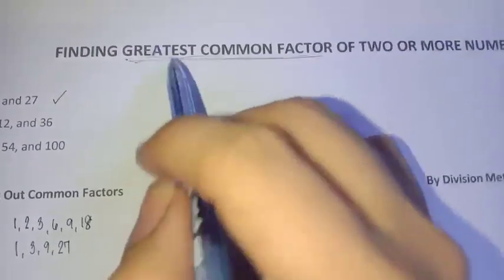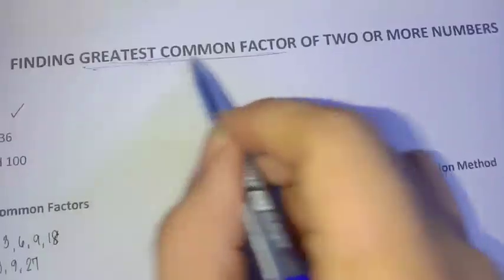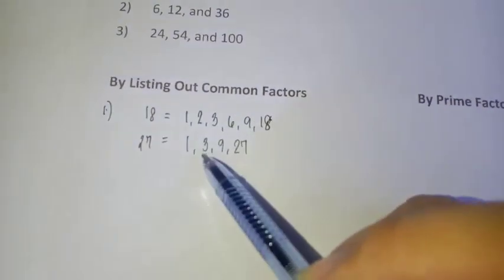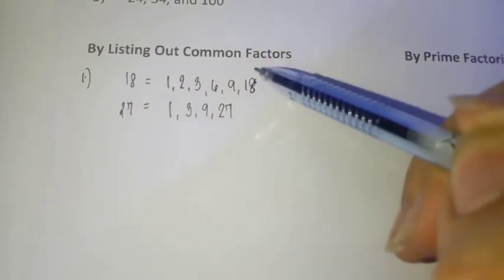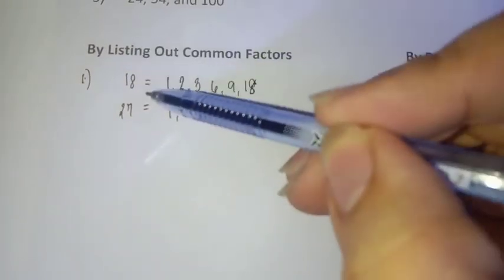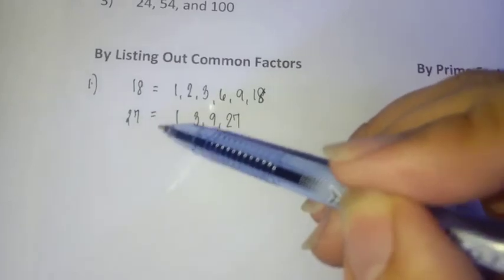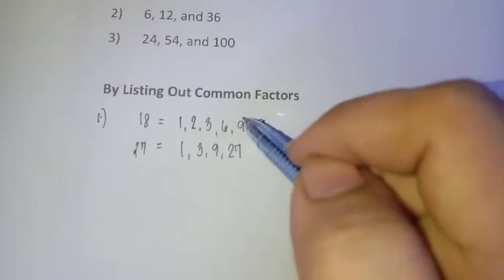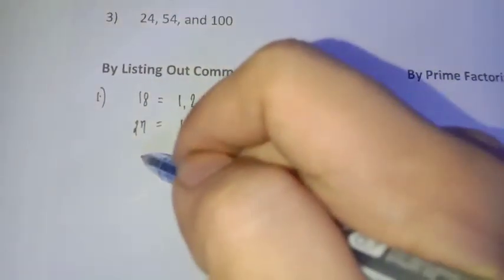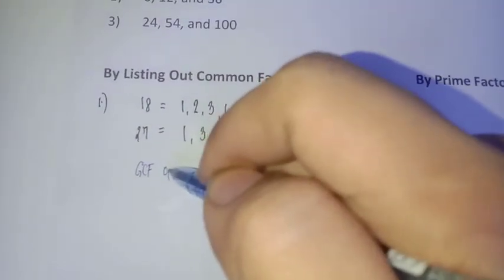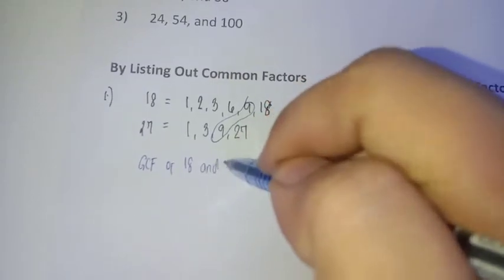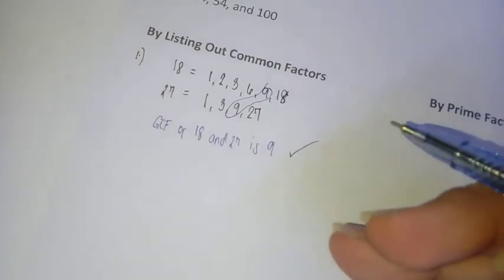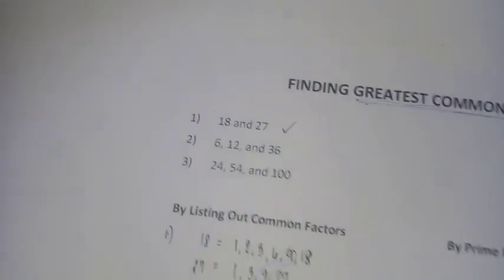Since our topic is finding the greatest common factor of two or more numbers, kukunin lamang natin yung pinakamalaking number na makikita both number 18 and number 27. So here 18 is not, we have 9. So ibig sabihin lamang nito that the GCF of 18 and 27 is 9. So 9 is the answer for number 1. Let's proceed to number 2.